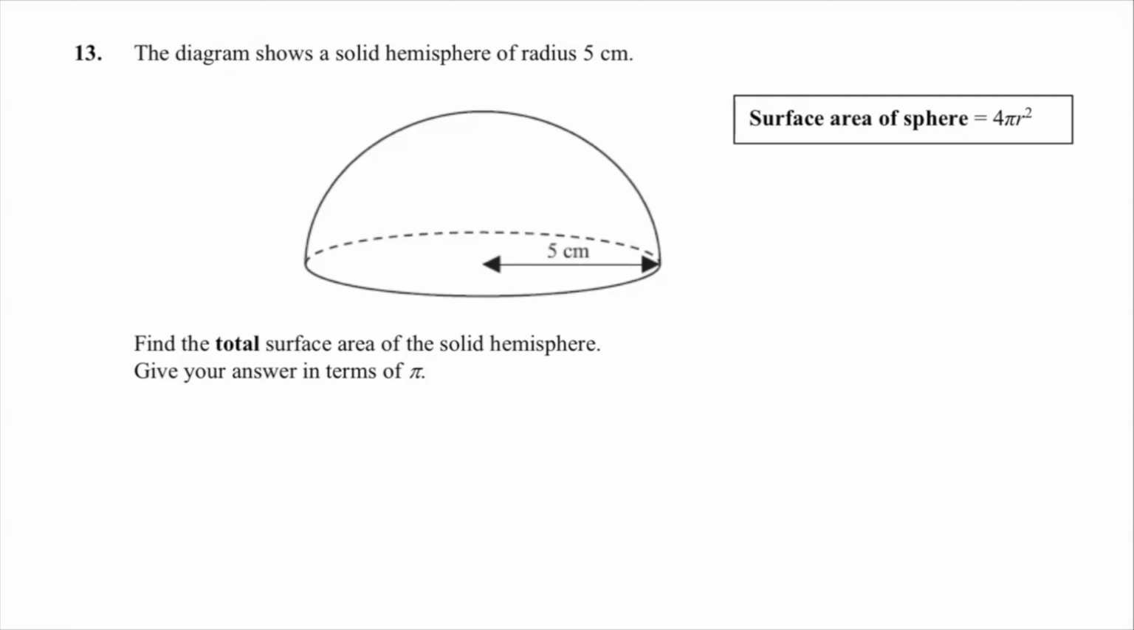So we've been given a hemisphere with a radius of 5 centimeters, and we're being asked to find the total surface area. We've got the surface area of a sphere. We can see that this is half a sphere. So we're going to be using 4 pi r squared, and we must remember to half it. So this is going to give us 4 times pi times 5 squared. 5 squared is 25, times 4 is 100. So we have 100 pi, half that, and we've got 50 pi.